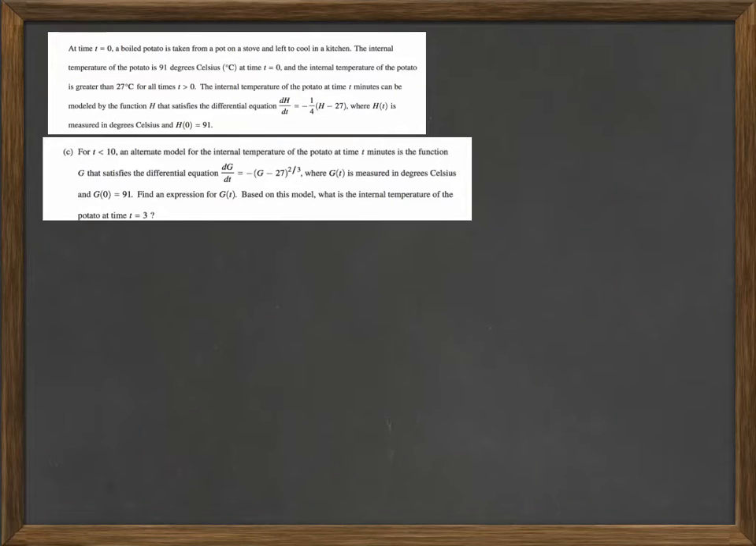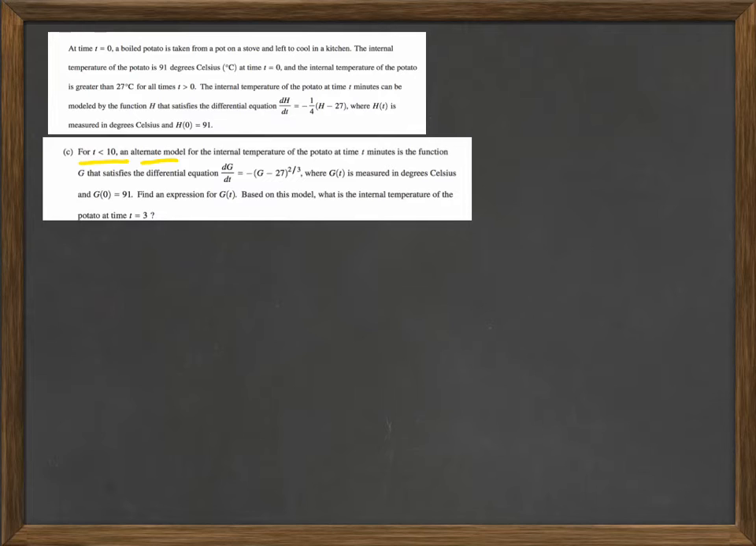Okay, we're on to part C. This is when you actually have to take the FRQ. So it says for t less than 10, we've got an alternate model. So we're introducing a new function when time is less than 10 minutes.